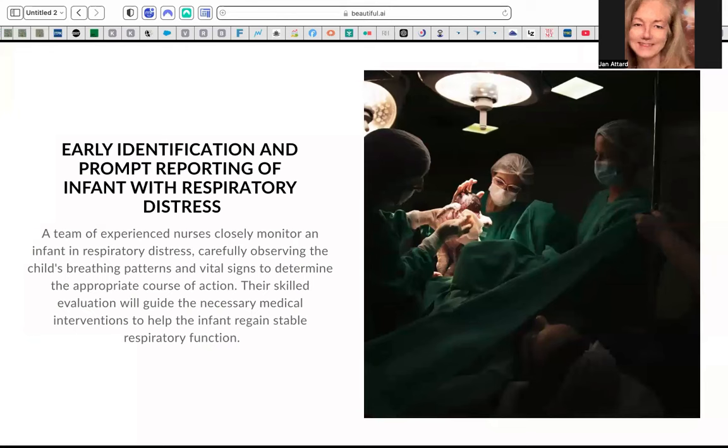So what happens? We are a team of highly experienced nurses who closely monitor an infant, carefully observe the child's breathing and vital signs to determine if that child, in fact, needs to go to the NICU. Does the family get scared? Of course, but the other implication is an infant can turn quickly. So without prompt identification, early intervention, a baby can become very septic, and that is not something we want to have happen. The skill and experience of the medical professionals is important for the infant to regain stability and remain with the family.